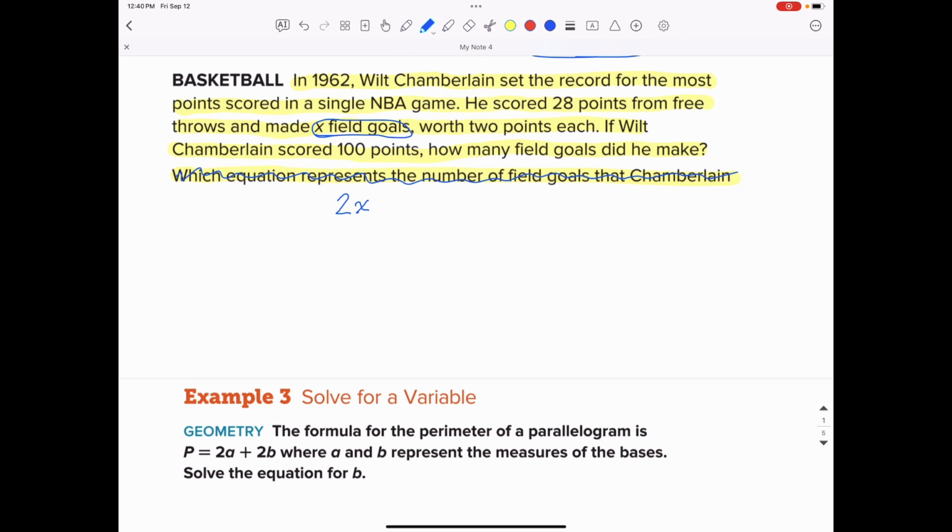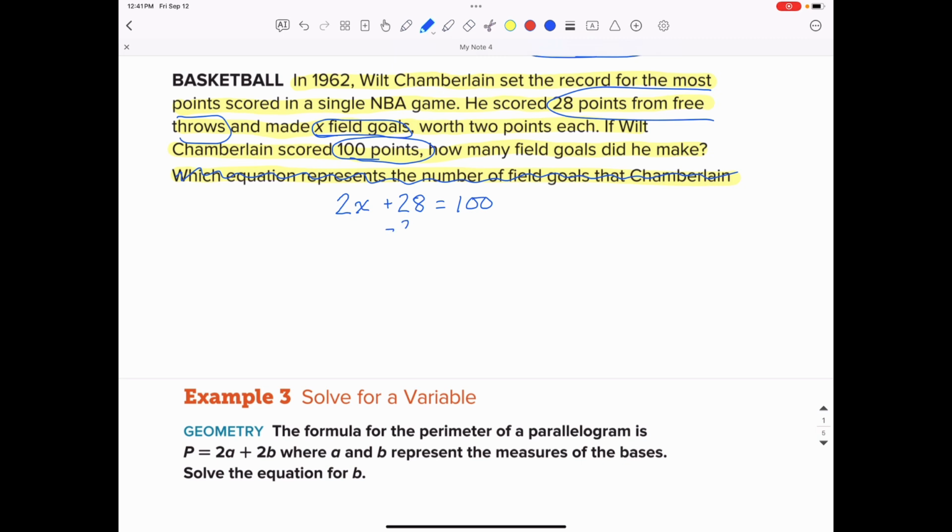Free throws are 1 point each, and he made 28 points from free throws, so we will add to that the 28 points he made from free throws and set it equal to the 100 points that he scored in a single NBA game. And yes, this is a true situation. The man was a stud.